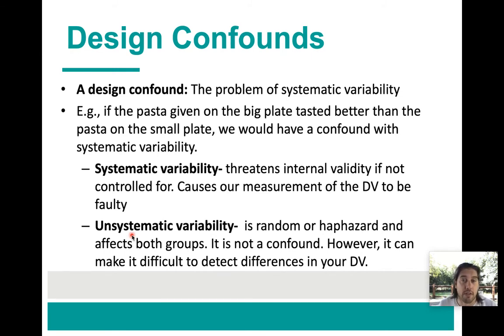But the issue with unsystematic variability is that we can't control it. I can't make people not messy. I can't make shit not happen, right? Shit happens. So keep that in mind when thinking about confounds. Confounds are systematic issues with your experiment. They are not random alterations in human behavior.